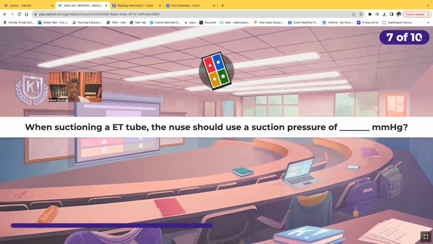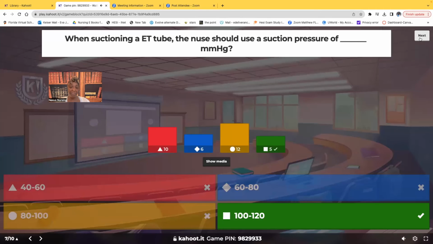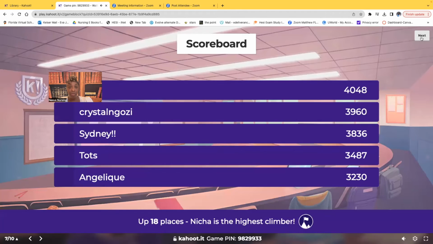All right, so when you're suctioning an endotracheal tube, the nurse should use a suction pressure of what? 40 to 60, 60 to 80, 80 to 100, or 100 to 120. What do you guys say? You guys are all over the place on the live. Only 5 chose the correct answer, 100 to 120. That is your range.